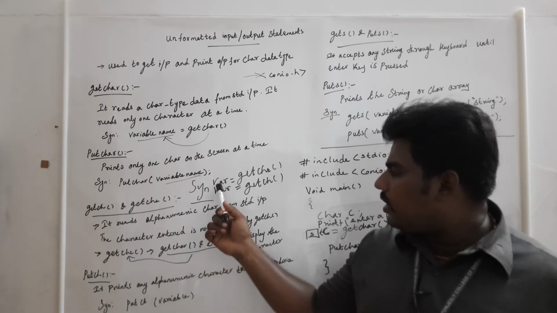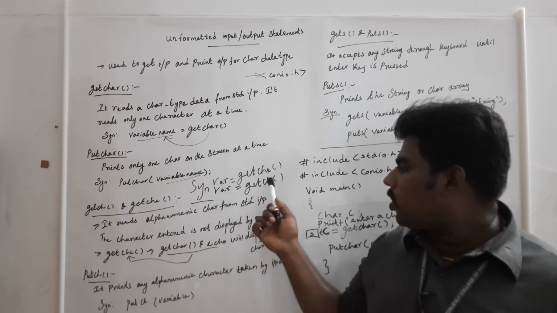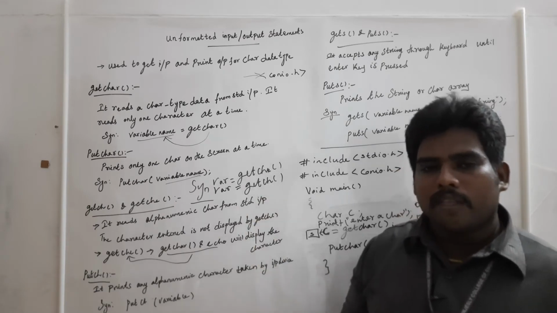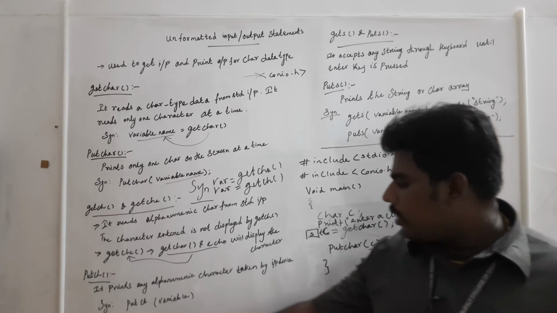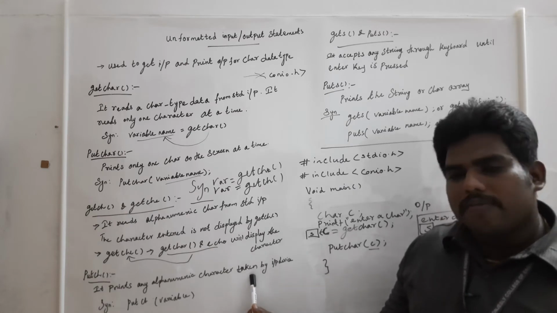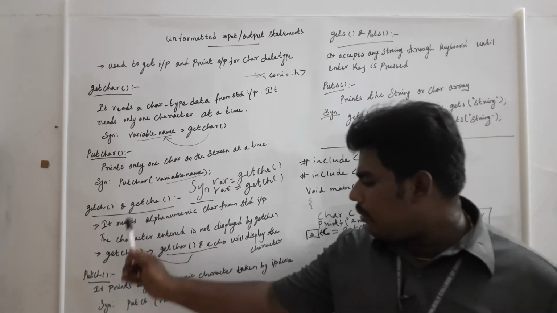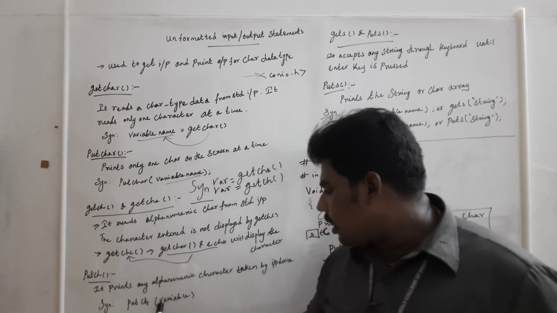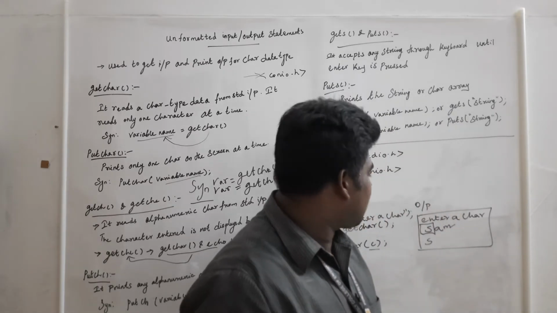So the syntax for this is variable name equal to getch, variable name equal to getche. Both the syntaxes are the same, only this 'e' is the difference. Similarly, putch will print any alphanumeric character. It will print the alphanumeric character taken by the input device. The same syntax, putch of variable. I will give one example so you will get a clear idea.